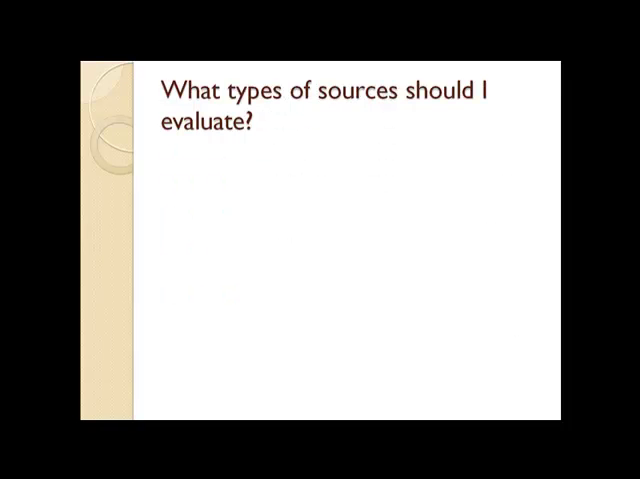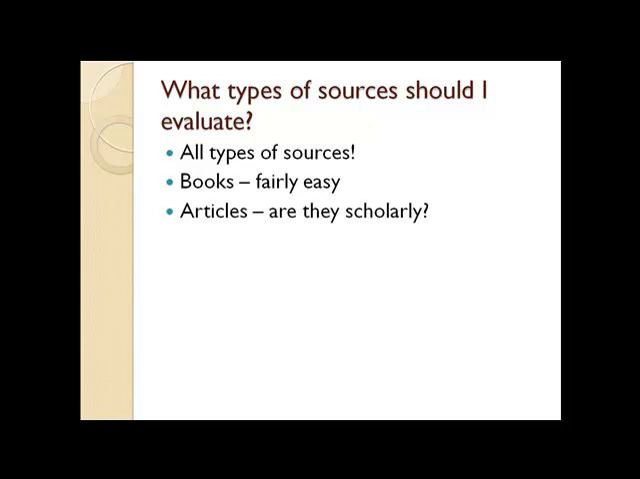What types of resources should you evaluate? All types of sources. With evaluating books, it's fairly easy to do. If you have found them in the library, it is because the librarian has read reviews about them and has selected them based on their merit. Also, the publishing process for a book is much more in-depth than other types of information, and as a result, it is usually meticulously fact-checked and edited before publication.